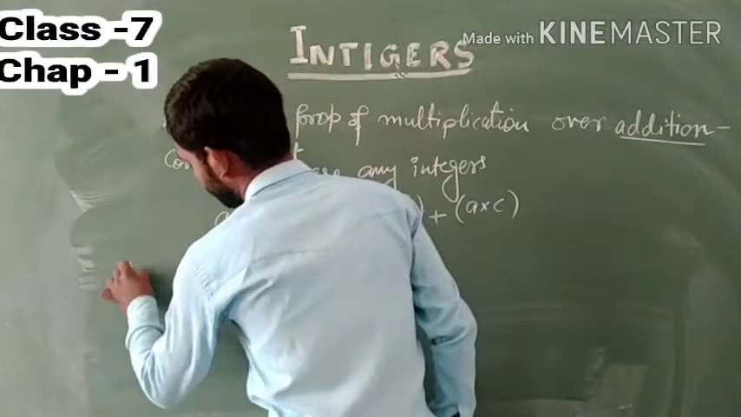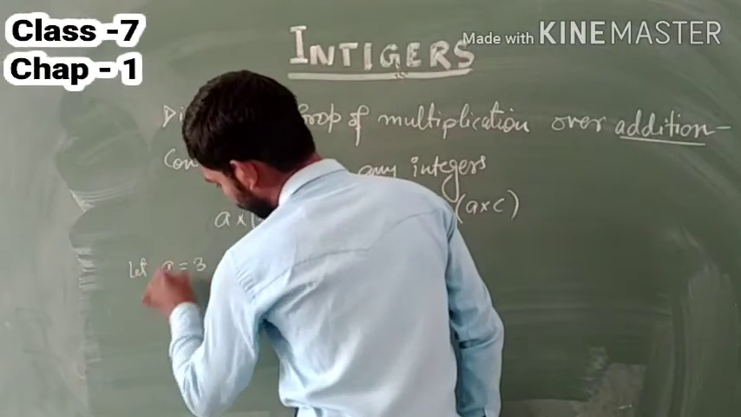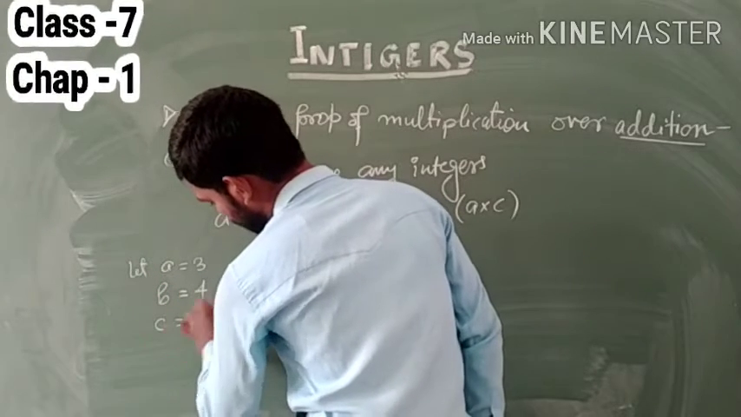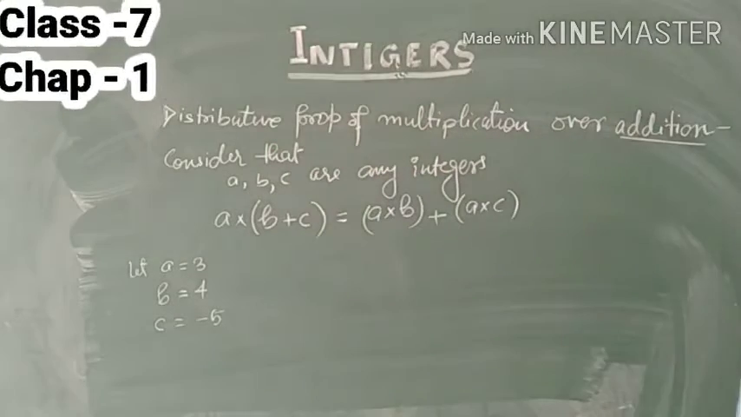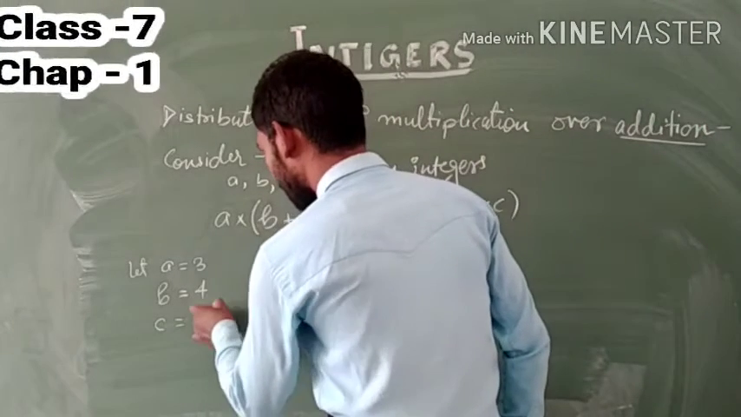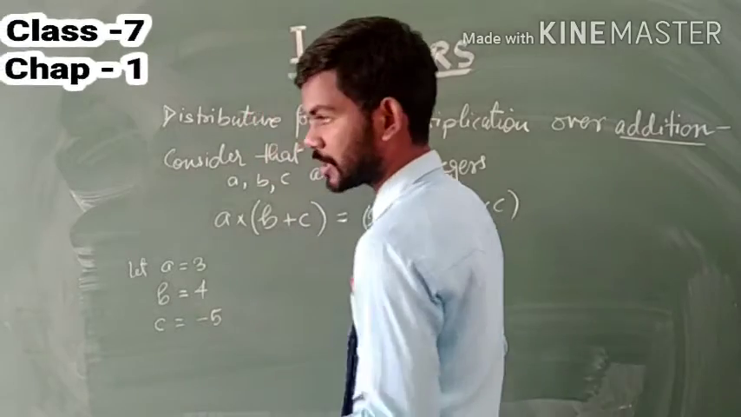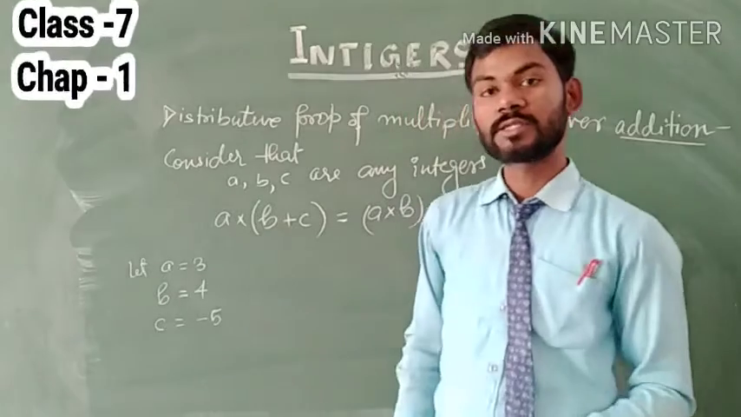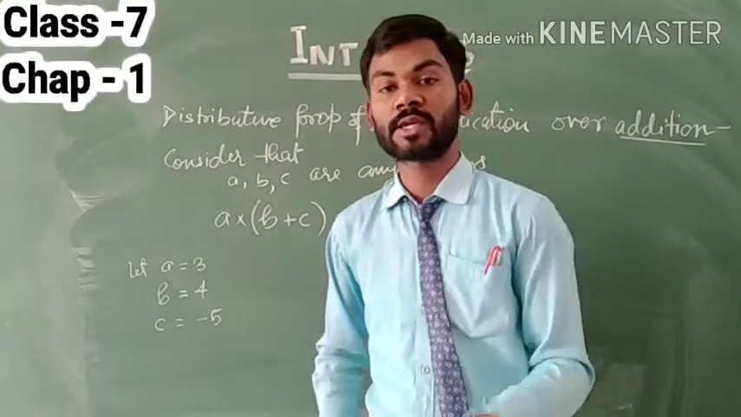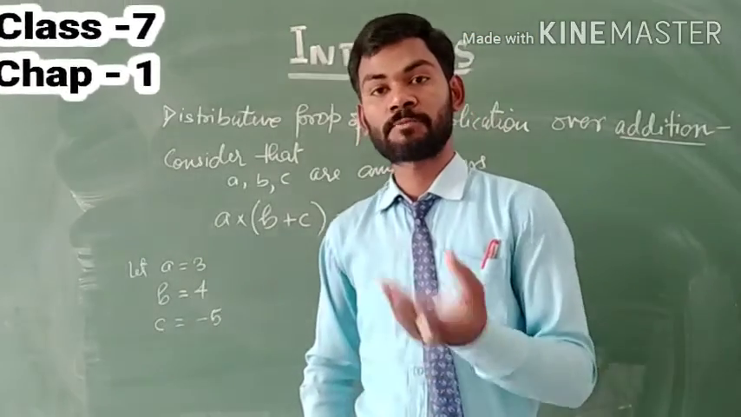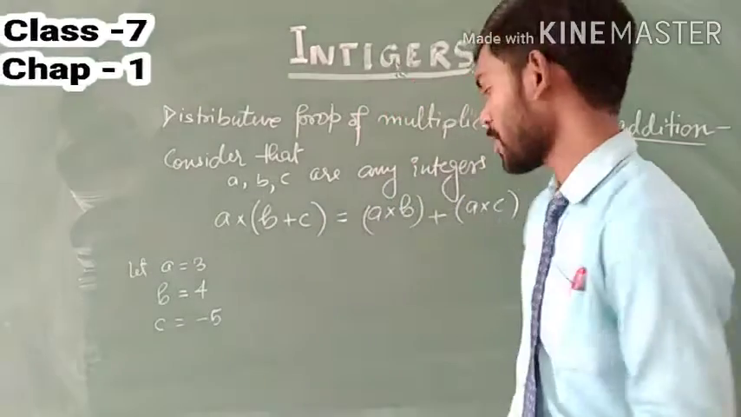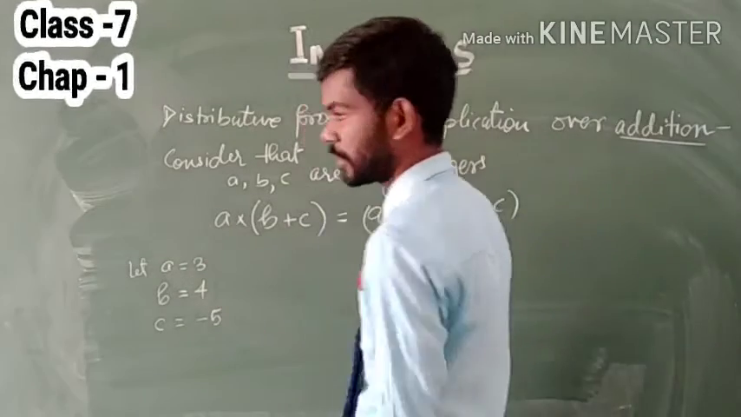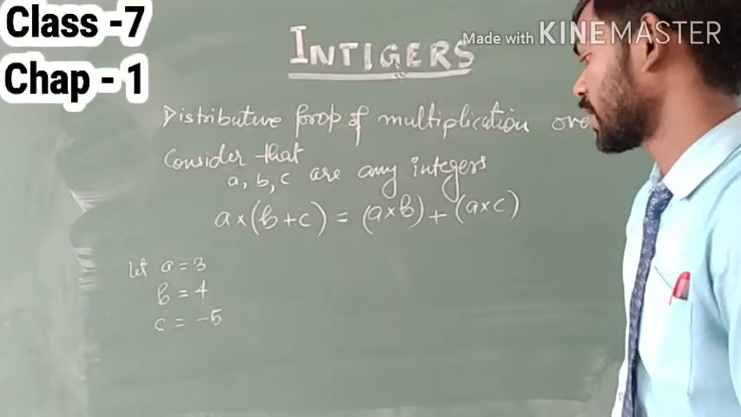So here let A is equal to 3, B is equal to 4 and C is equal to minus 5. As I told you, A, B, C are any integers, so it makes no difference whether you take positive or negative integers. You can take all positive or all negative, or in random order, 2 out of 3 positive or 2 out of 3 negative. So here I have taken two integers as positive and the last is negative.